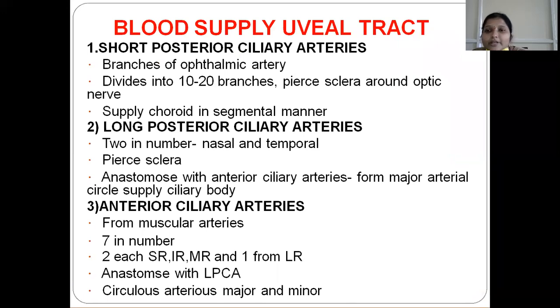Next, coming to long posterior ciliary artery. This is also a branch of ophthalmic artery, and there are 2 branches of ophthalmic artery. One is nasal long posterior ciliary artery and one is temporal posterior ciliary artery. So they pierce the sclera and pass in the suprachoroidal space as already mentioned, and after reaching the ciliary body, they anastomose with the anterior ciliary artery to form the major arterial circle, that is circular arteriosus major.